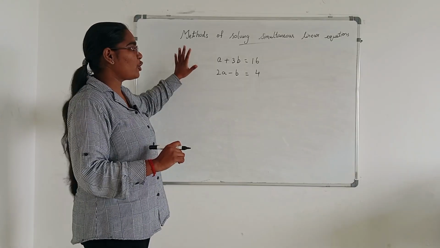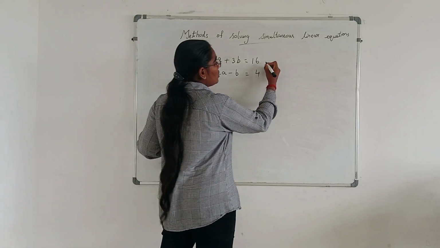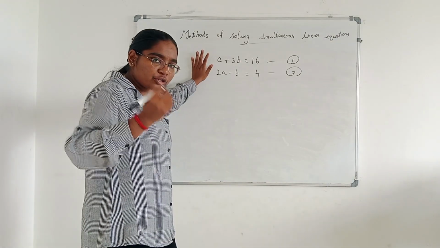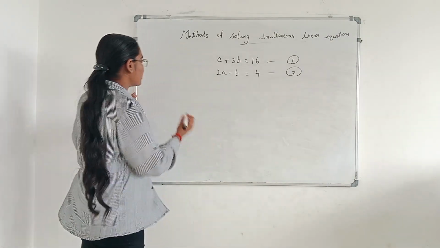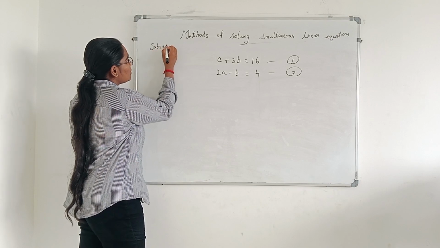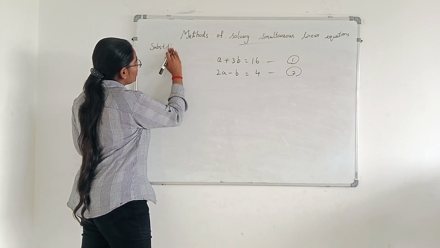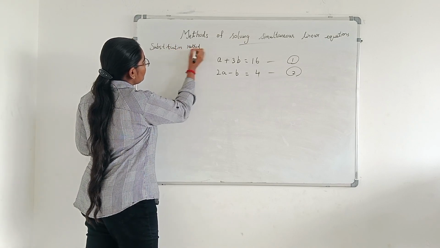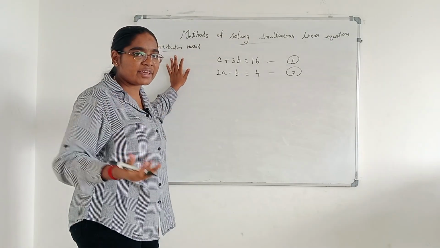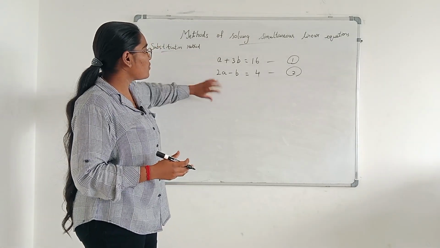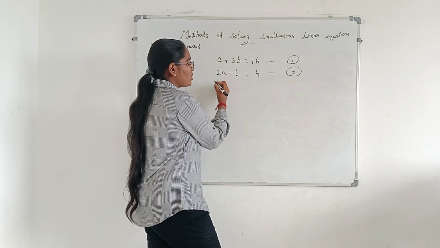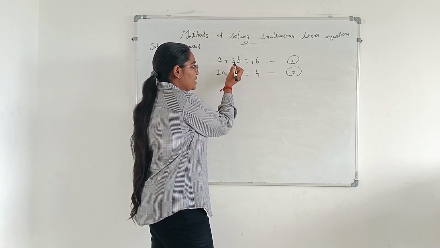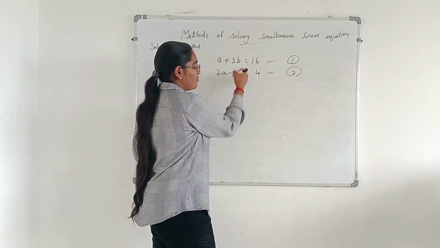Okay. Now we are going to solve these two equations. Let us consider this as equation number 1 and this as equation number 2. Now we are going to solve these two equations by the substitution method. What method? Substitution method. Okay. So in the name itself we can understand that we have to substitute the value. So now this is equation number 1. This is equation number 2. So from either 1 or 2 we can find any value.